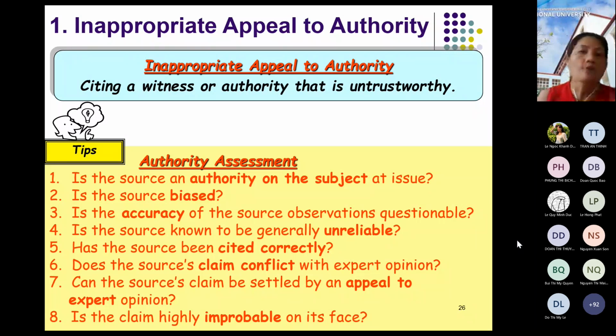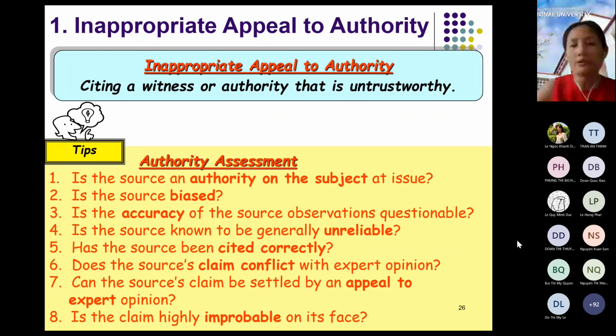So if you conduct the argument and you borrow information from some source, but that information is not originally from the source, or the source is not an expert in the field that you are citing, or the source has some bias, then you make the mistake of inappropriate appeal to authority. And you remember, Wikipedia is not a reliable source. So if you cite according to Wikipedia, your arguments easily fall into the mistake of inappropriate appeal to authority, even though you may have the correct format. So be careful when you cite a source.